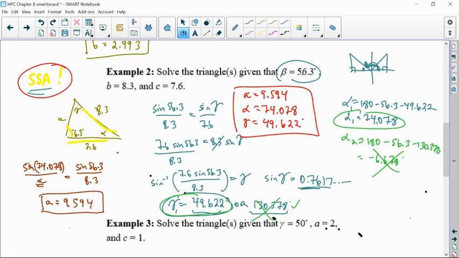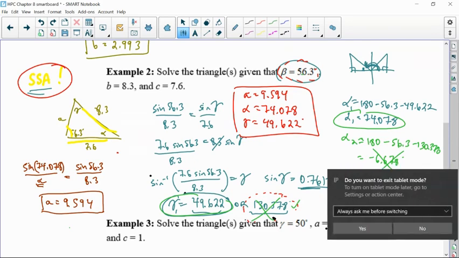That's what the next examples are going to show as well. Sometimes, like I said, you might get two triangles. This angle here might be small enough when you solve for it that it still fits with the given angle, and you could still create a second triangle. Okay, so I'm going to switch to a new video, and then we'll keep doing some more examples from there.